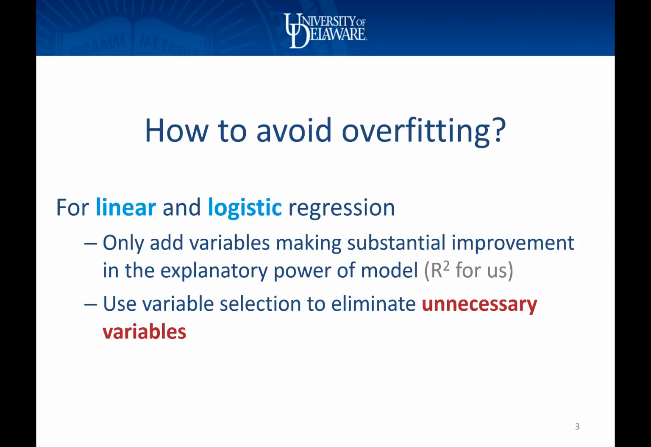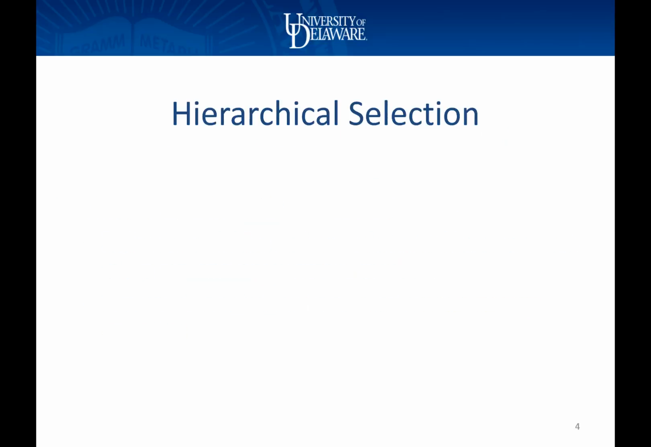So we can use variable selection to eliminate things like that, to eliminate the unnecessary variables we may have added inadvertently. There are 5 variable selection methods, and we're going to breeze through 4 of them and focus on the last one, which is my favorite.